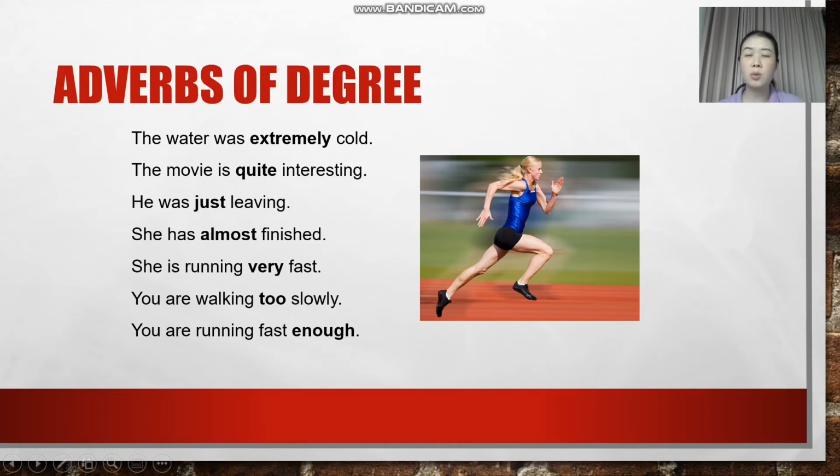So you can see from the first six sentences, we are using the adverbs of degree before the adjective, or it can be before the verbs, right? But what about the last sentence? You are running fast enough. Well, we are using the word enough to modify the word fast. So here is the exception. It means that if you are using the word enough, that should be after the adverb that you want to modify.